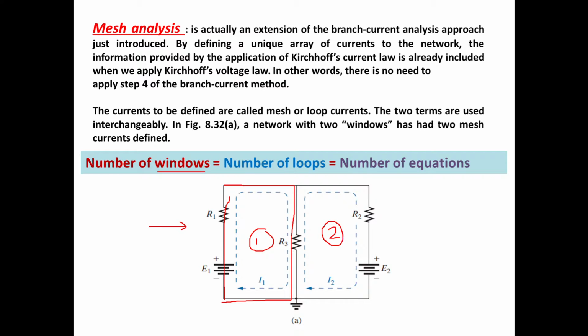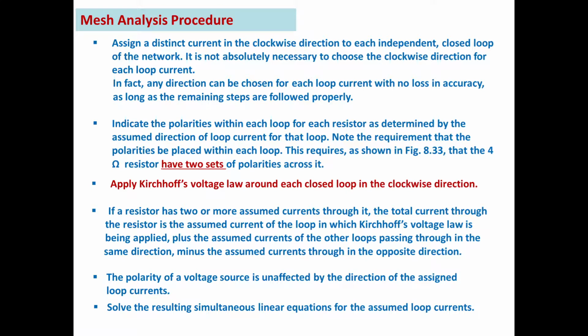Window means a closed path. So here we find another closed path. This particular figure has two meshes or two closed paths. So how many equations do we have to write? We have to write two equations. But how are we going to write these two equations? We are going to apply Kirchhoff's voltage law to write the equation for each of the meshes.